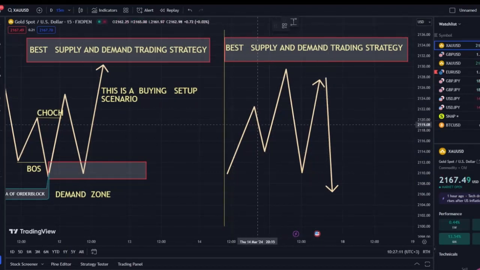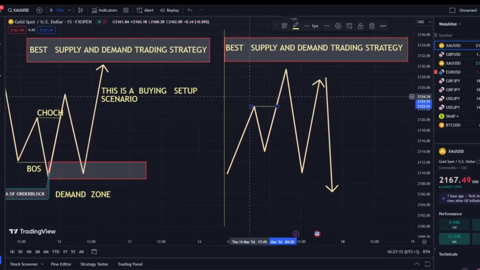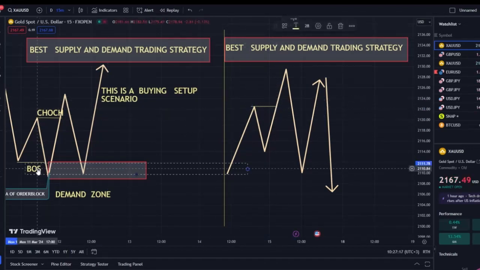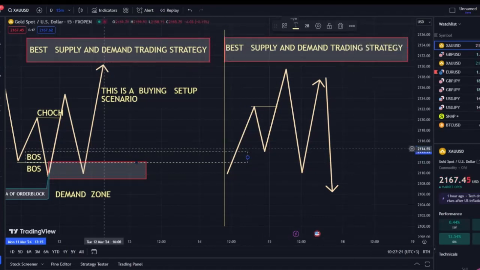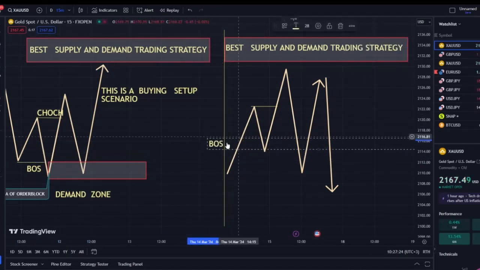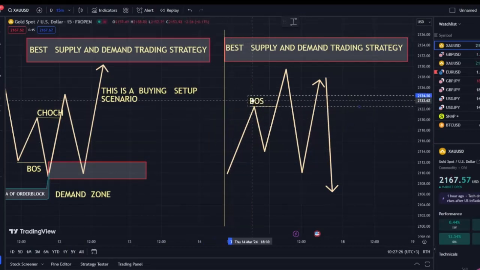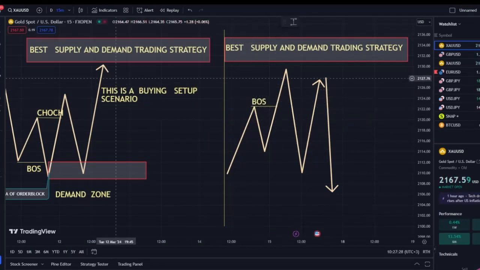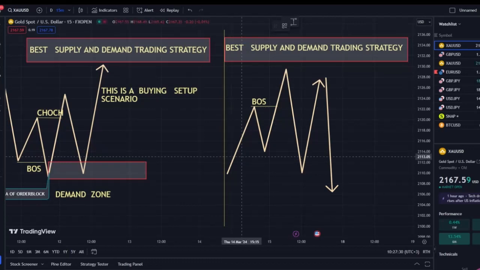Now you see the same concept you have actually been using on the buy scenario. Now it is the same concept that you're applying on the sell scenario. Right here you can see that price has been breaking structures to the upside, and then later on price has changed character to the downside. So it means we are looking for sell scenarios, so now this is the same concept that we use when you are trading supply and demand.